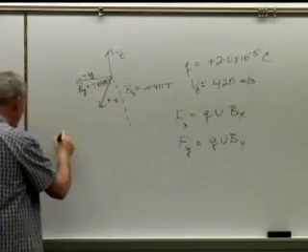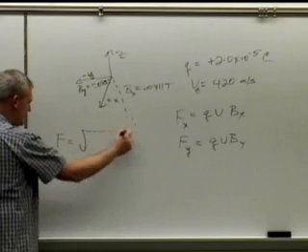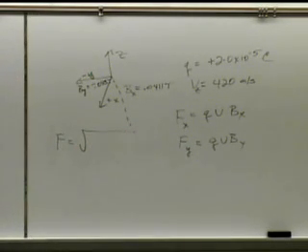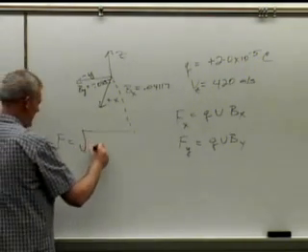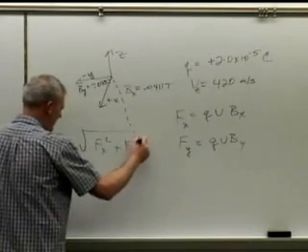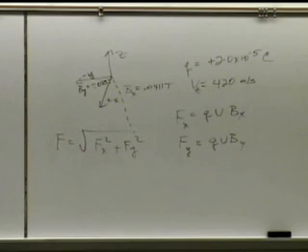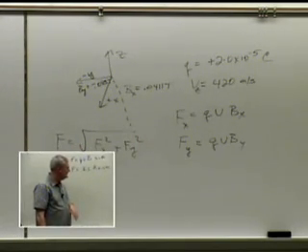And so what's that going to equal? What's F going to equal? Yeah, good old Pythagorean theorem shows up again. That's all it is. So the overall magnitude, the net magnitude, is the square root of Fx squared plus Fy squared. Okay. What's that?